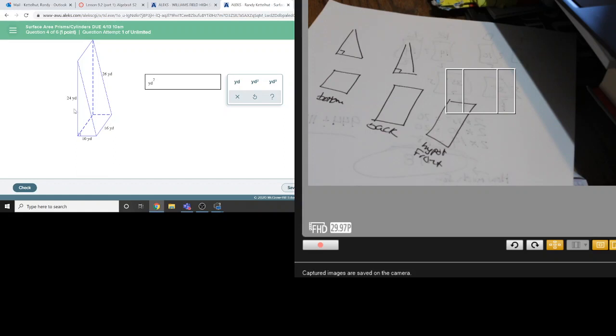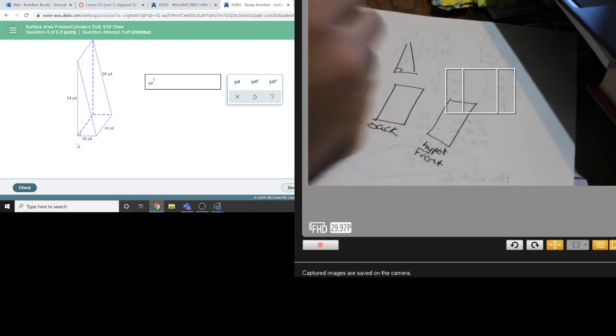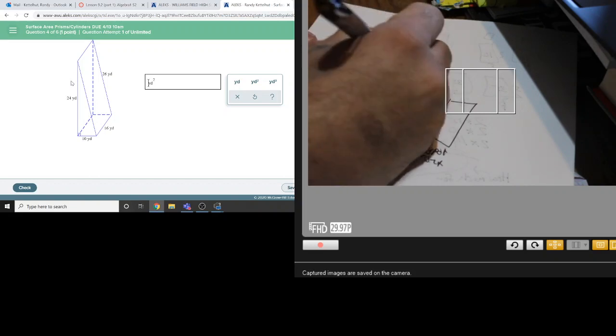This is nice. No real hard work here. They give us all the lengths. If it was me, I would make you do Pythagorean theorem to figure out this hypotenuse, but they don't do that. So the bottom of the triangle is 10. The height of the triangle is 24. And you can see that just reading the diagram here. Both triangles are the same.